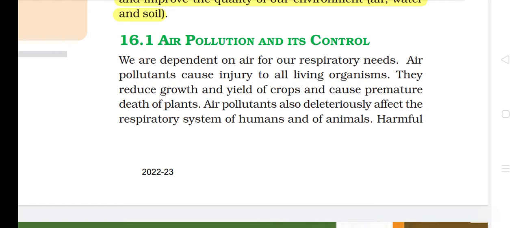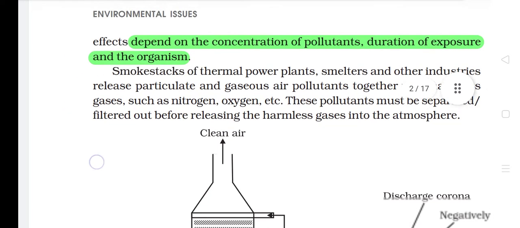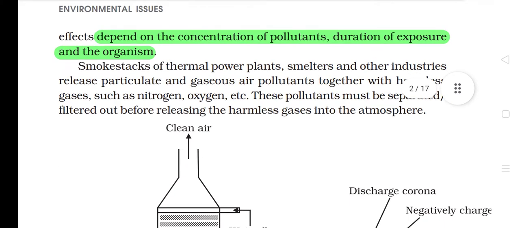16.1 Air pollution and its control. We are dependent on air for our respiratory needs. Air pollutants cause injury to all living organisms. They reduce growth and yield of crops and cause premature death of plants. Air pollutants also deleteriously affect the respiratory system of humans and of animals. Harmful effects depend on the concentration of pollutants, duration of exposure, and the organism.